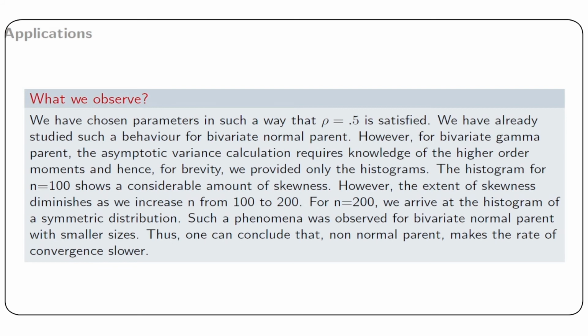The histogram for n equal to 100 shows a considerable amount of skewness. However, the extent of skewness diminishes as we increase n from 100 to 200. For n equal to 200, we arrive at the histogram of a symmetric distribution. Such a phenomenon was observed for bivariate normal parent with smaller sizes. Thus, one can conclude that non-normal parent makes the rate of convergence slower.